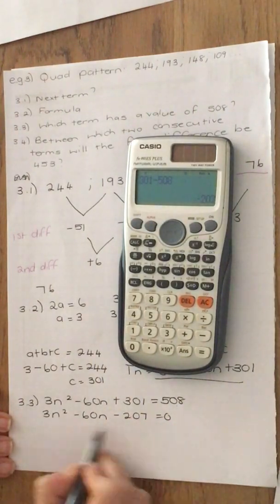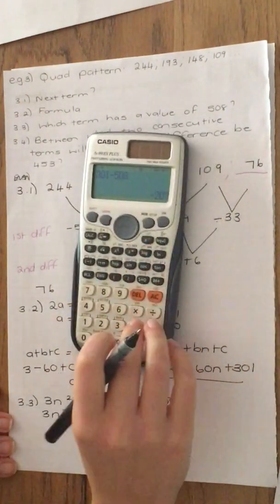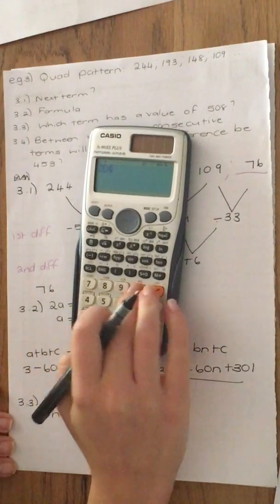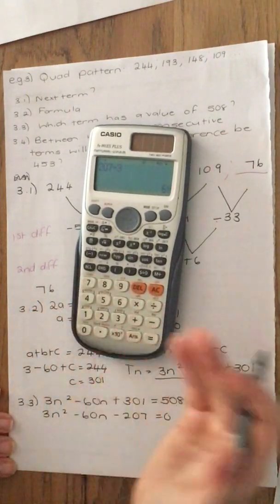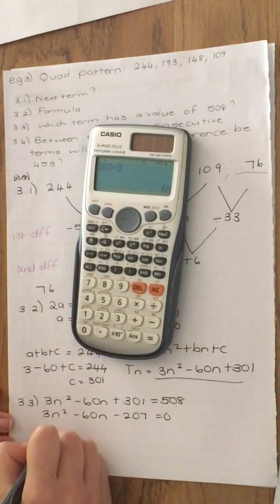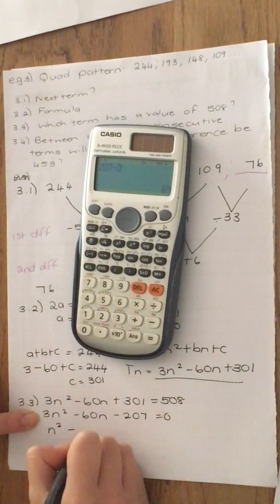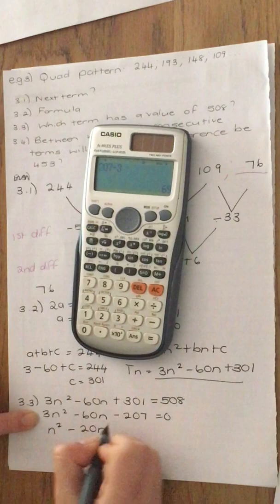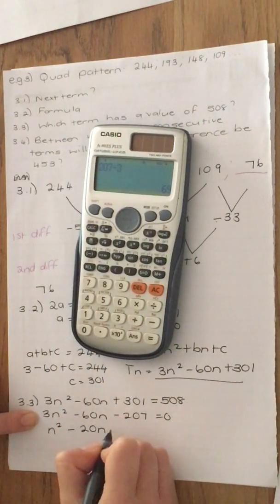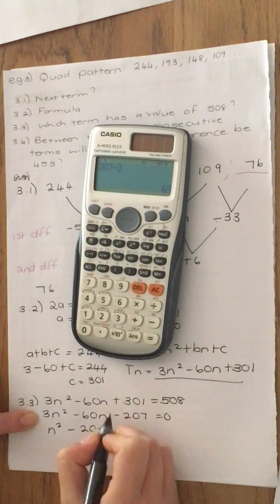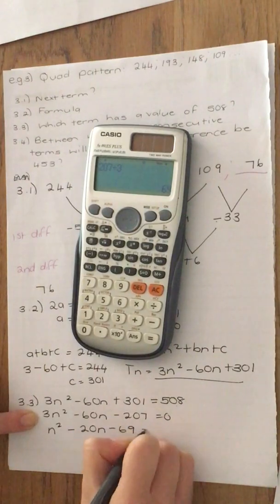Okay, now it looks like everything is divisible by 3 here, so let's just check. 207 divided by 3. Yep, it simplifies down. So if I divide this one by 3, it becomes n squared. 60 divided by 3 is 20n. 207 divided by 3 is 69.